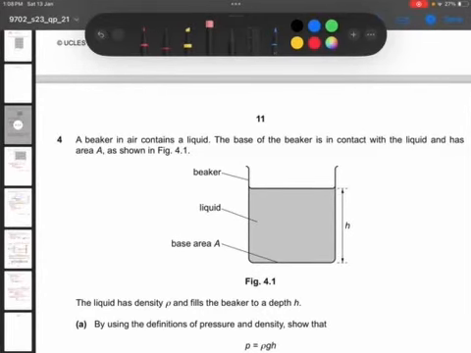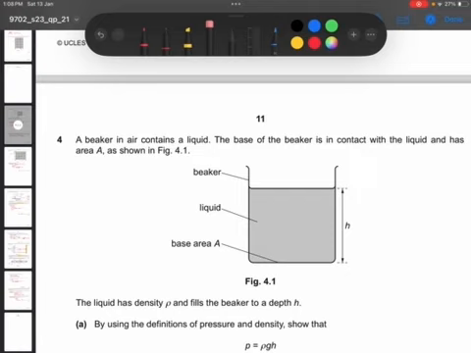Okay, so question number 4. A beaker in air contains a liquid. The base of the beaker in contact with the liquid has area A as shown in Fig 4.1. So if you study the diagram, you can see what has just been said. The liquid has density rho and fills the beaker to a depth h.